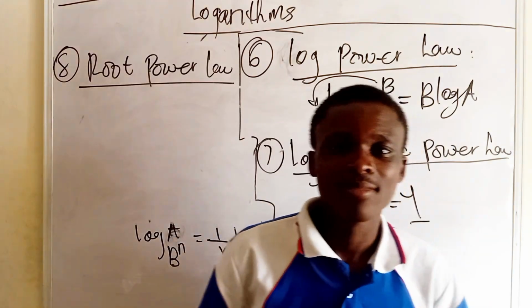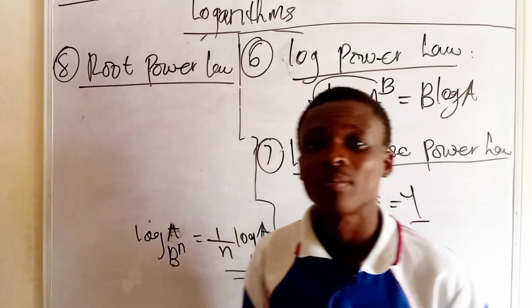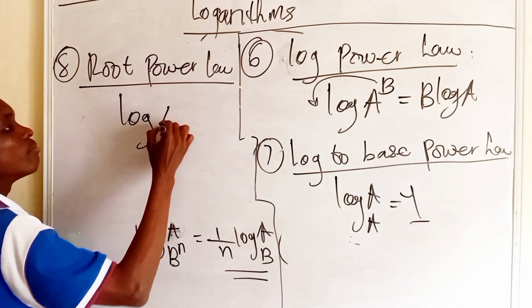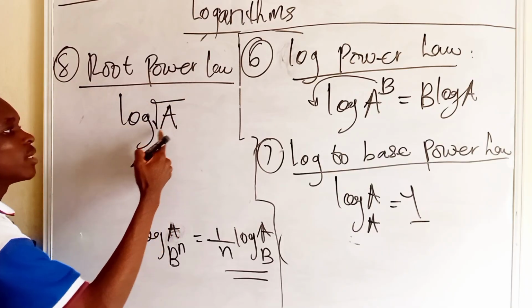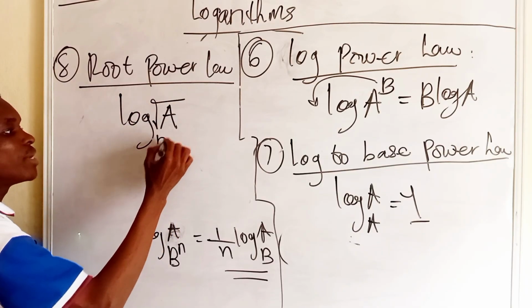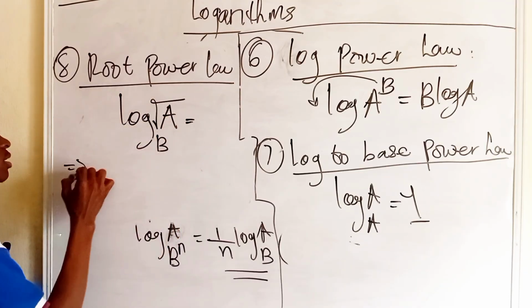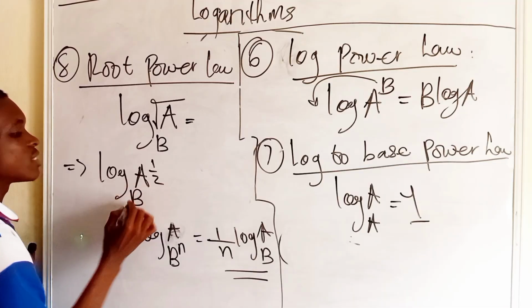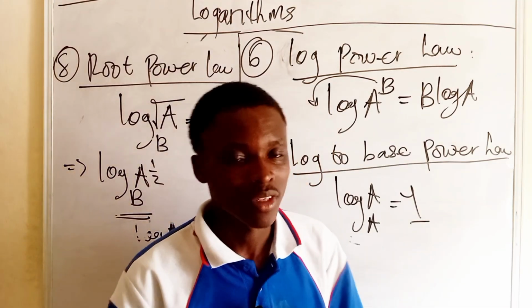All right. The next law of logarithm we have here is called the root power law. If we have log of the square root of A base B, this is a root. So this equals log A to power 1 over 2 base B. And that is all for this class.